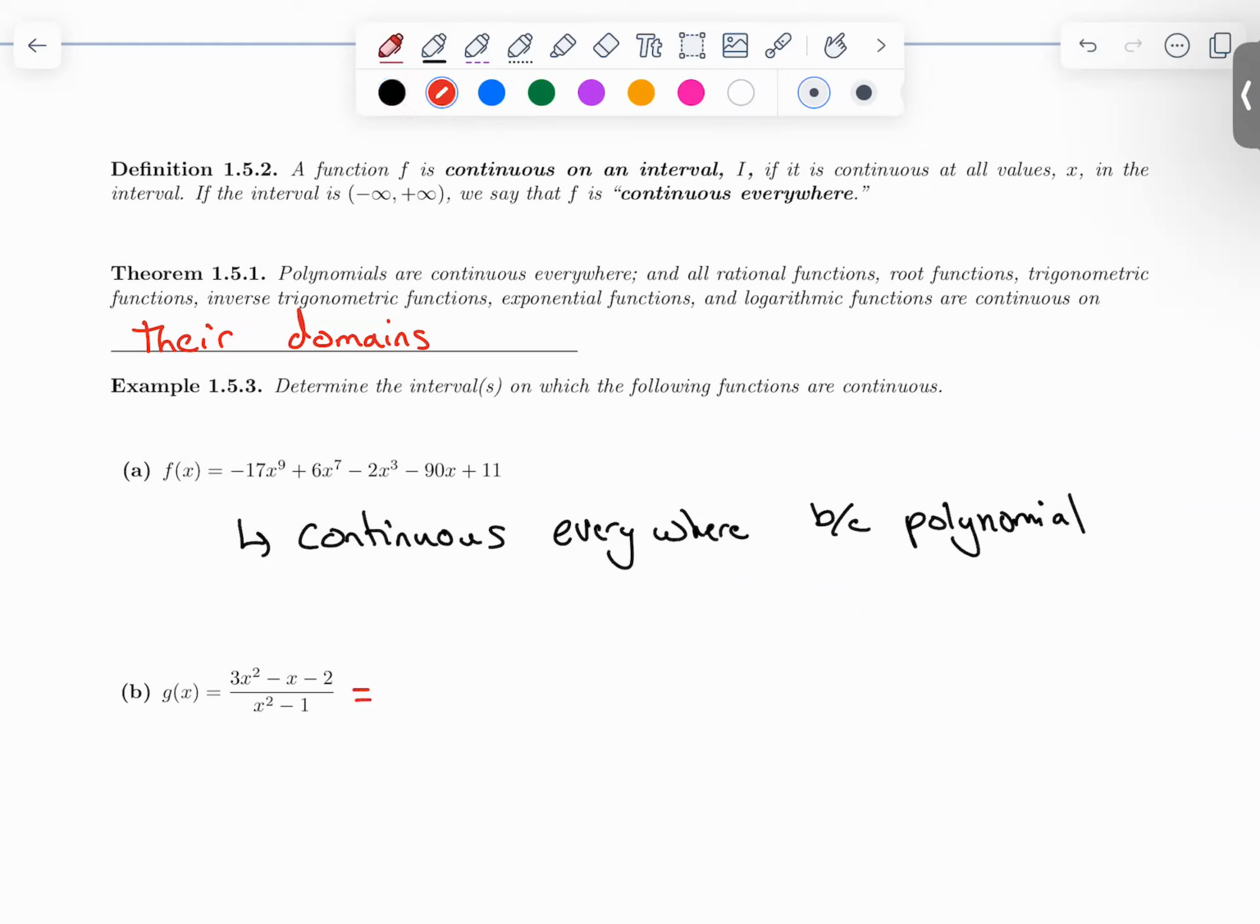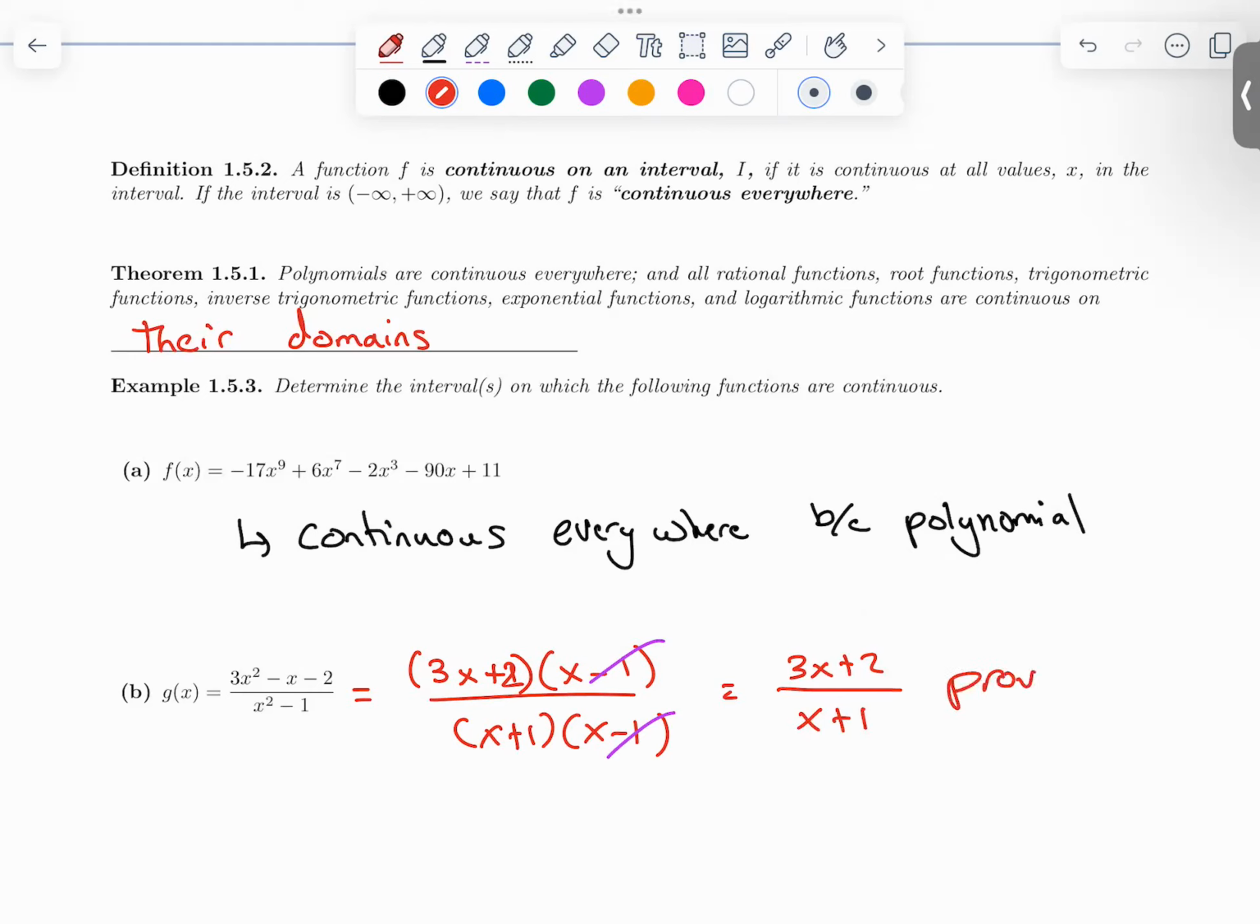John Doe student says, oh, well, this is 3x plus 2 times x minus 1, right? 3x squared minus x minus 2, yeah. And then over x plus 1 times x minus 1. They say, oh, cool, the x minus 1 factor cancels, and then I could just write this as 3x plus 2 over x plus 1. But remember, when you cancel a factor, you technically need to write provided x minus 1 does not equal 0.